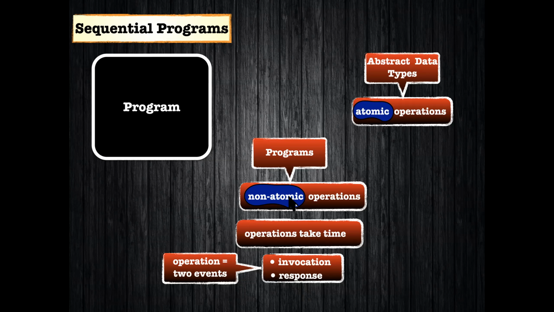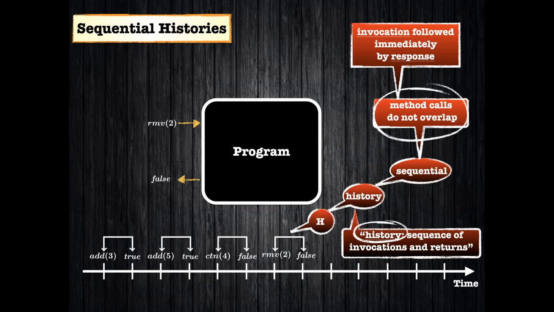So this was the main difference between the behaviors of programs and abstract data types. Using this view of a program, we could view the program as a black box with some input and output, where the input is typically a method name with an input value, and the output is an output value. When you perform an operation, for instance, remove two, you feed this input, method name and input value, to the program, and eventually you get an output value.